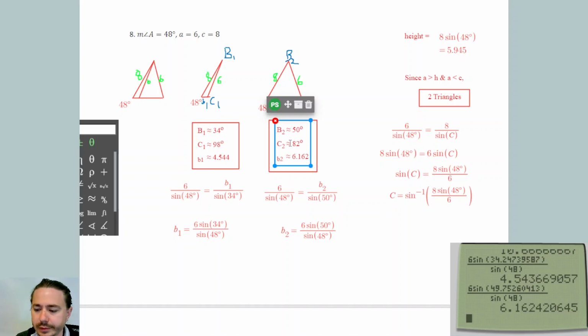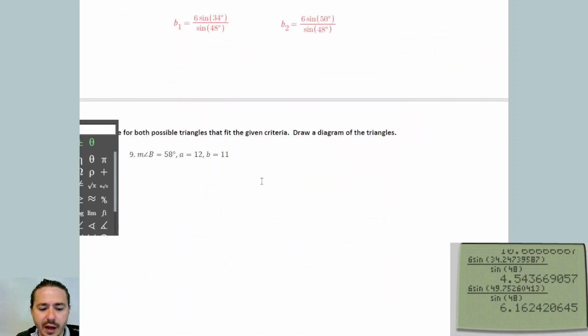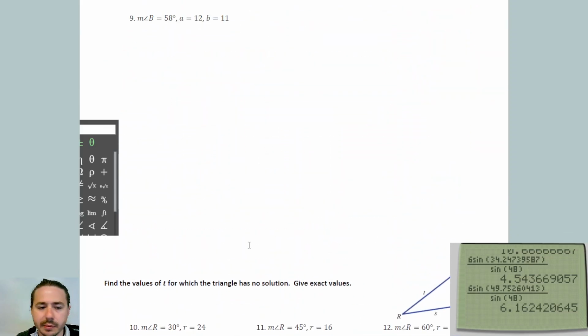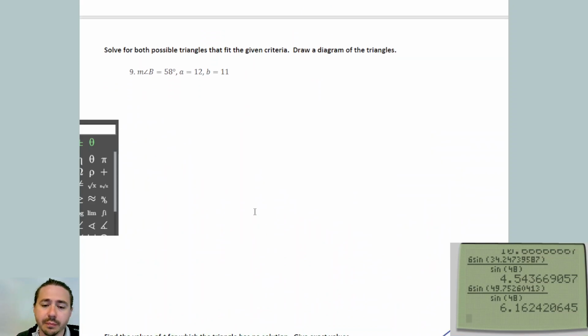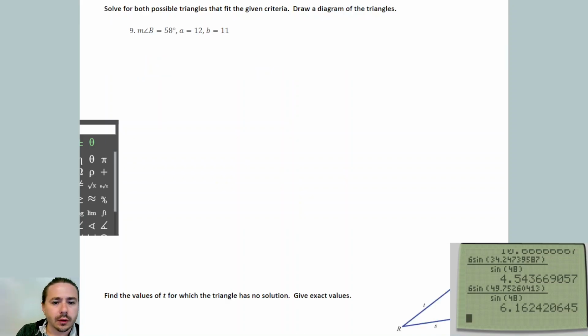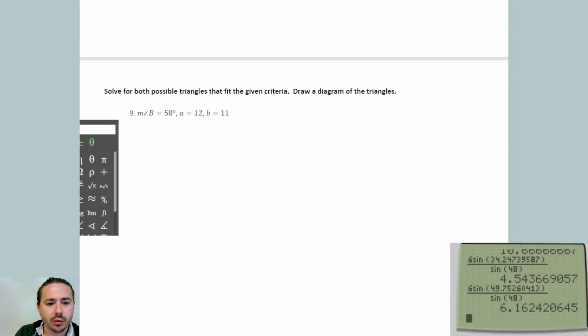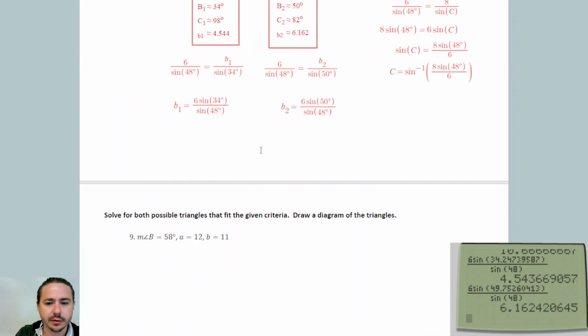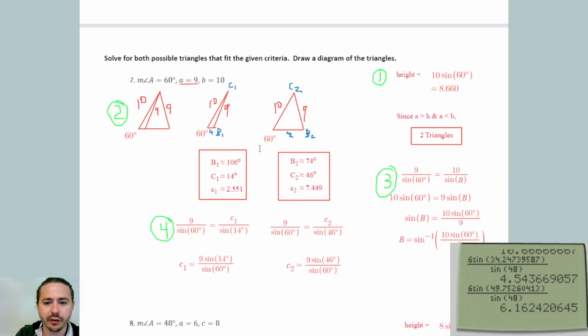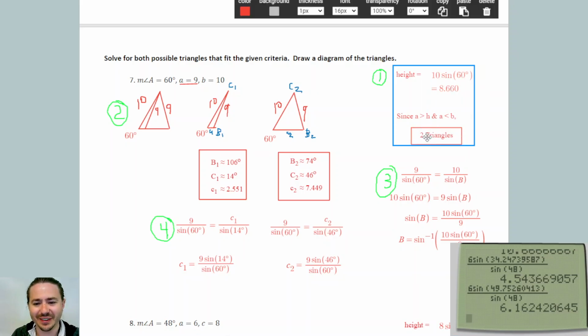I know this one kind of dragged on a little bit, but we're going to do number 9, and then we'll answer a couple of these logic problems and then be done. So number 9 will be pretty much the same as how we worked the other two. So let's jump into it. So we're going to start by figuring out how many triangles we have, although given the history with this assignment, it's probably going to be 2, but let's find out.